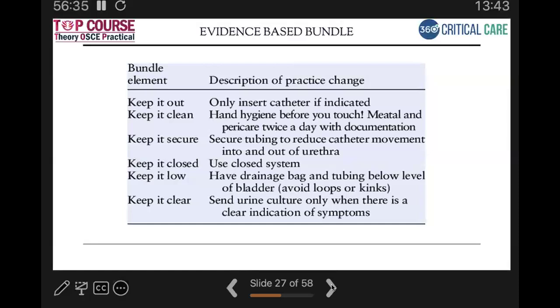That is not needed unless you really see the patient is having frank symptoms, or severe abdominal pain, or a proven obstruction. You need not send cultures. So when you put a catheter, keep it clean, keep it secure, keep it closed, keep it low, and unless indicated, don't send cultures. It is going to cause confusion. If not needed, try to remove the catheter as soon as possible. This forms an evidence based bundle for prevention of CAUTI.